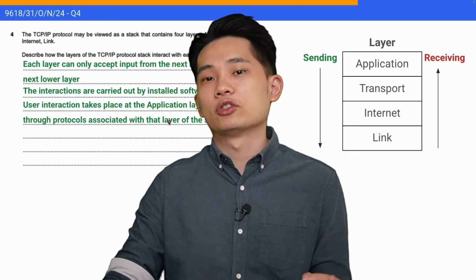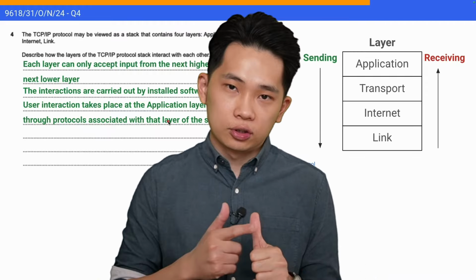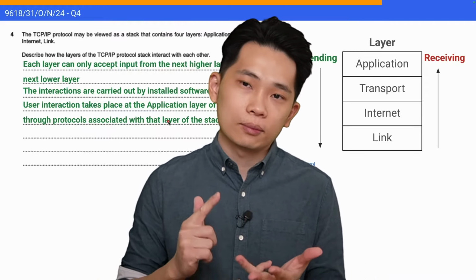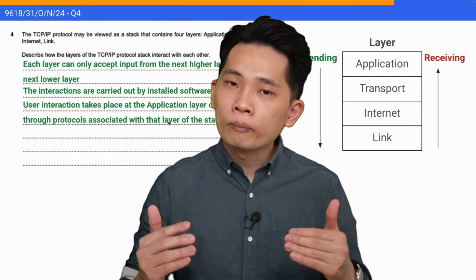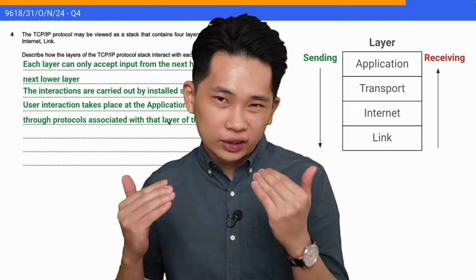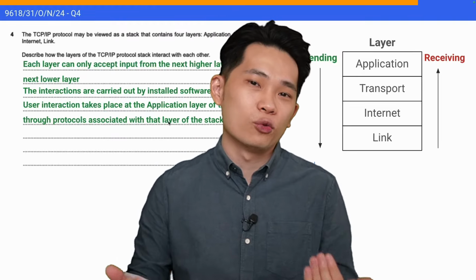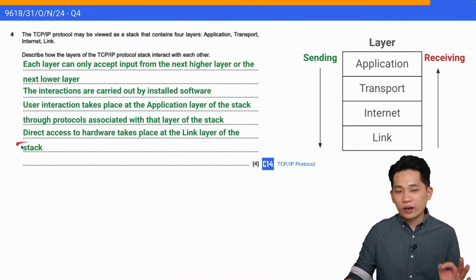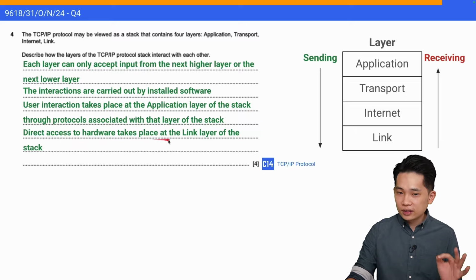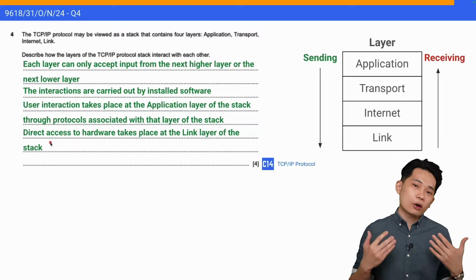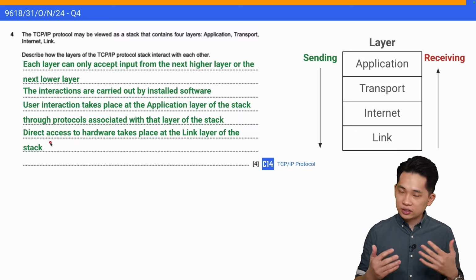So for the application layer, we have protocols like HTTP, FTP, POP3, SMTP, and etc. I hope you can recall what each protocol does as you go through this walkthrough together with me. Finally, direct access to hardware takes place at the link layer of the stack. So this is how you can score 4 marks for this TCP/IP protocol question.